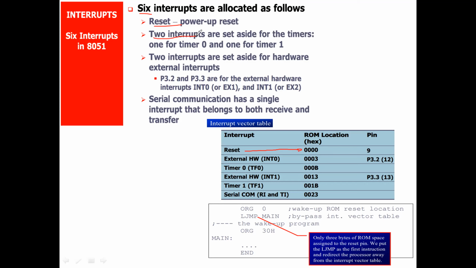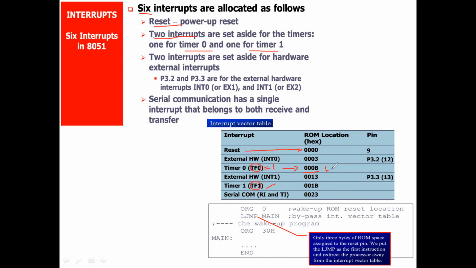So there are 2 interrupts set aside for timer 0 and timer 1. If this particular bit is 1, when the timer rolls over or overflow occurs, this particular flag will be set to 1, which is one of the interrupts. For the timer 0 interrupt, the program starting location is 000B.